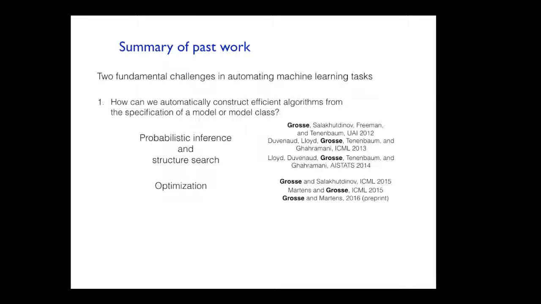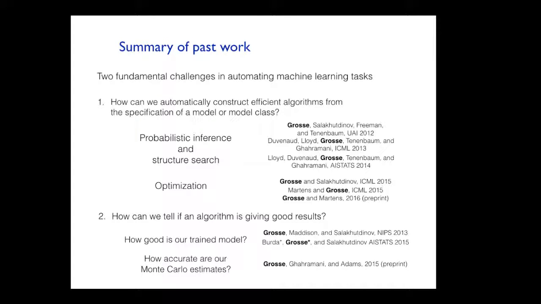So to summarize now, I think there are two fundamental challenges whenever we're trying to automate a machine learning task. The first fundamental challenge is how we can take the specification of a model and use that to construct efficient algorithms, either for posterior inference or for optimization. And so I've talked about automatically constructing algorithms for probabilistic inference and structure search in the domains of matrix decompositions and Gaussian processes, and how to construct good optimizers based on the structure of a neural network model.